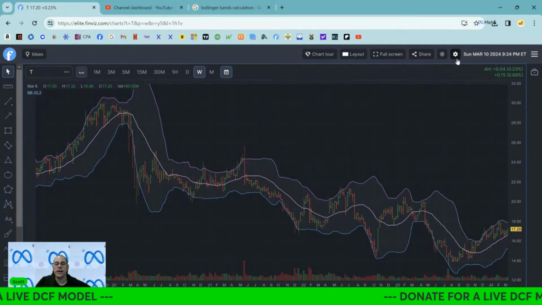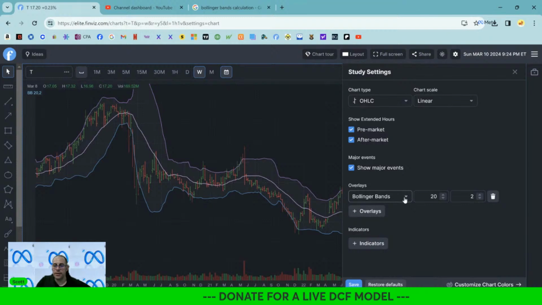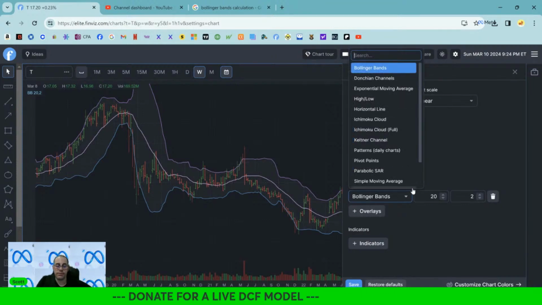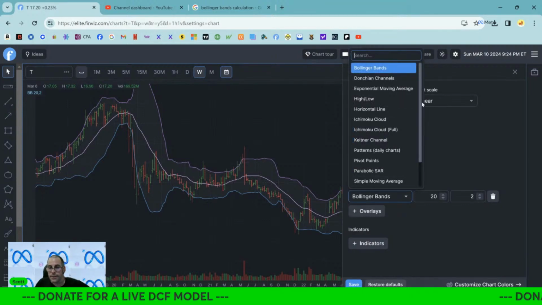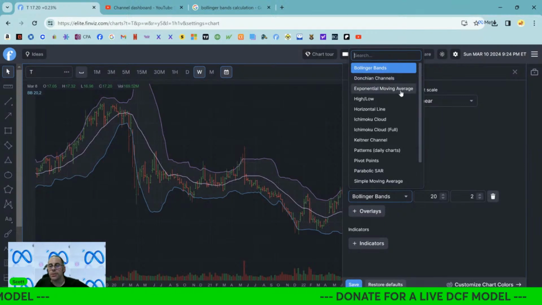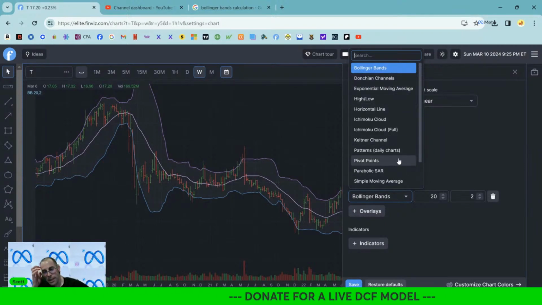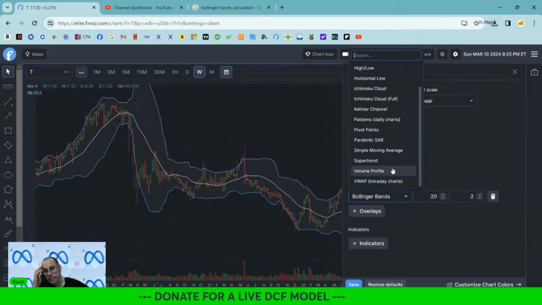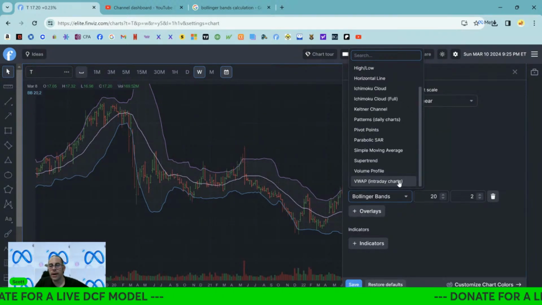Let me know if there's a stock you want to look at, and I could try to do these indicators, or DCF. Exponential moving average. Does anybody use any of these? VWAP. I hear people talk about VWAP.